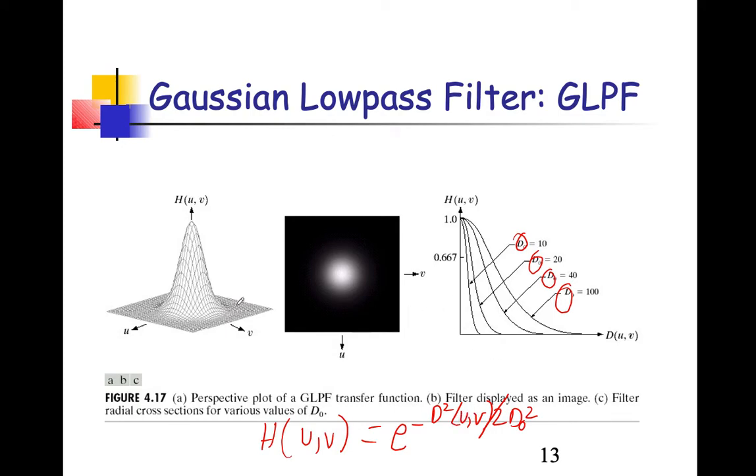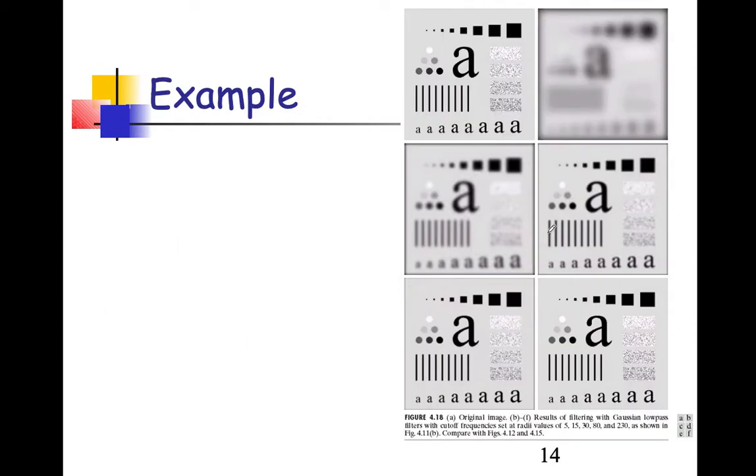This is the perspective plot we get in the Gaussian filtering. This is the display of an image, and these are the radial cross sectional values; based on the values you pass, you get the result accordingly. So based on this we have the results of the Gaussian low pass filter. These are the input and output forms with different radial values like 5, 15, 30, 80, up through 230 or 250.